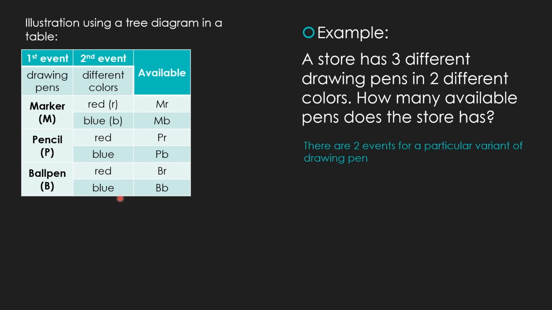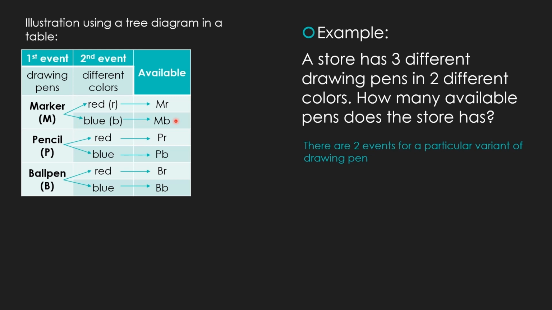Now, this would mean that if you connect this, for a marker, you can choose the color red. So let's have the symbol for that as MR. So that's one of the available drawing pens with a particular color. And this also means that if you have a marker, you can also choose a blue color, and so you have MB as the symbol. And this happens like that with the 2 remaining different drawing pens.